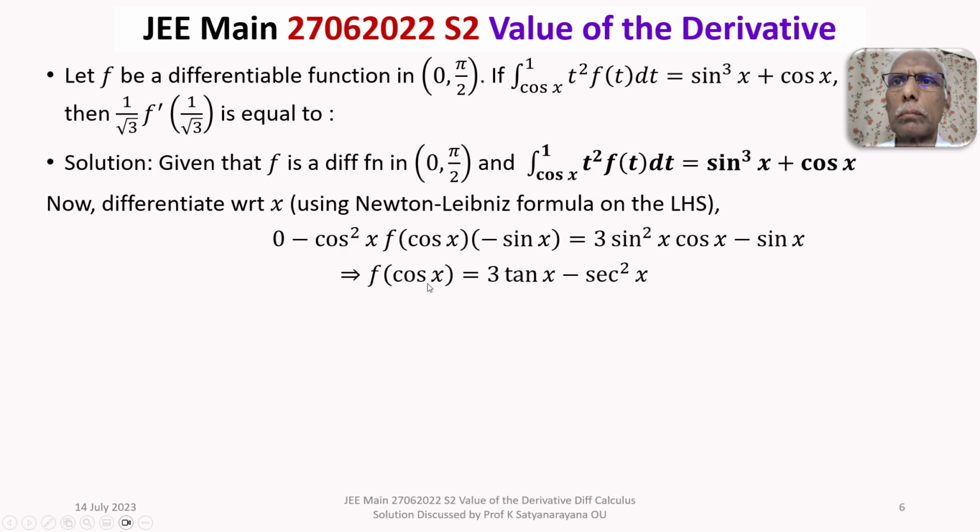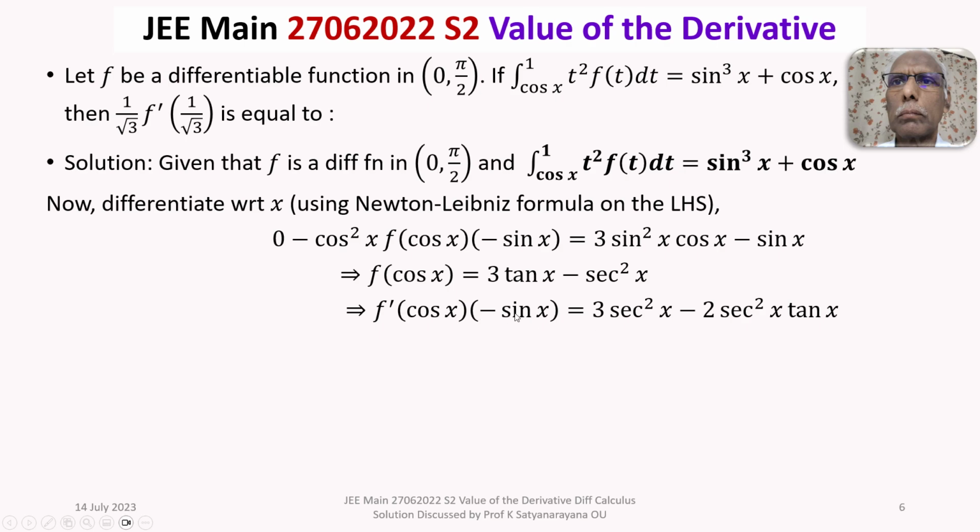So f of cos x is differentiated first with respect to cos x: f prime cos x times the derivative of cos x with respect to x, minus sin x, is equal to 3 times the derivative of tan x, secant square x, minus the derivative of secant square x, which is 2 times secant x. The derivative of secant x with respect to x is secant x tan x, then you will have minus 2 secant square x tan x.